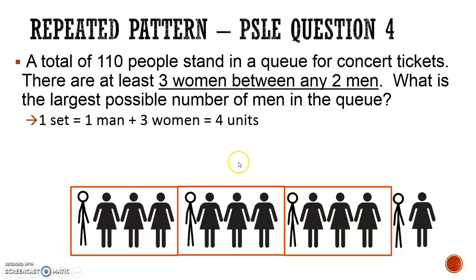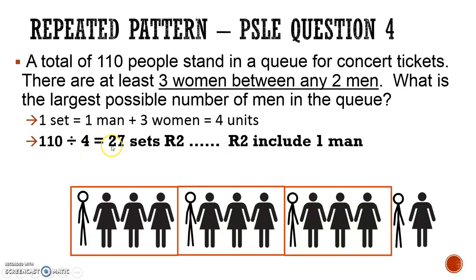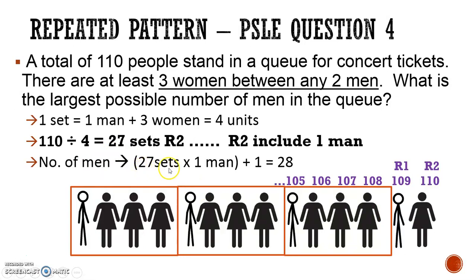So what you should be doing is 110 divided by 4, which gives you 27 sets with 2 remainders. And these 2 remainders include 1 man here. Since there are 27 sets times 1 man in each set, plus this guy here, you will get your answer, 28. Did you get it right? Okay, that is all for the repeated patterns. Please tune in for the next video on growing patterns. Thank you.